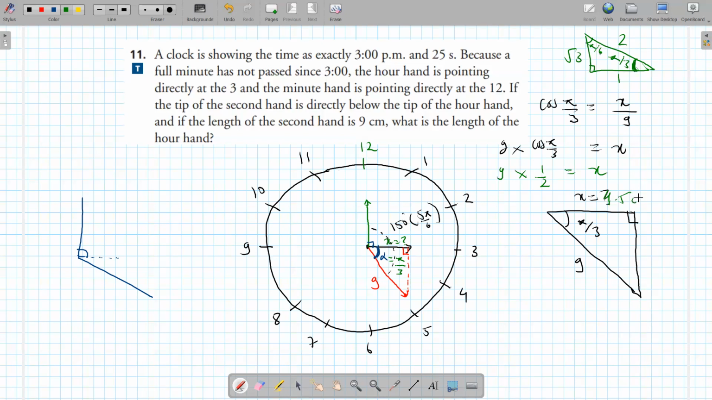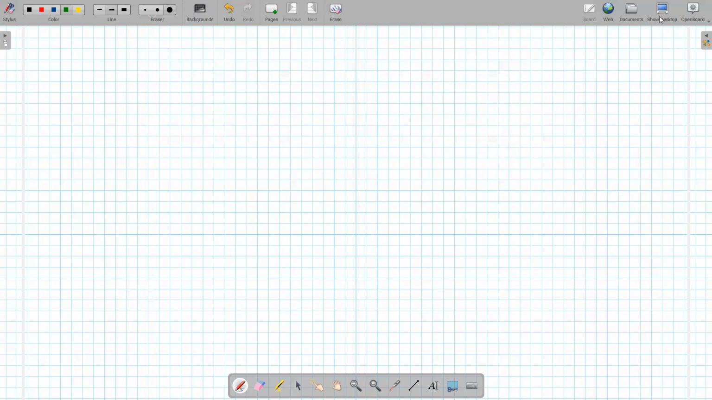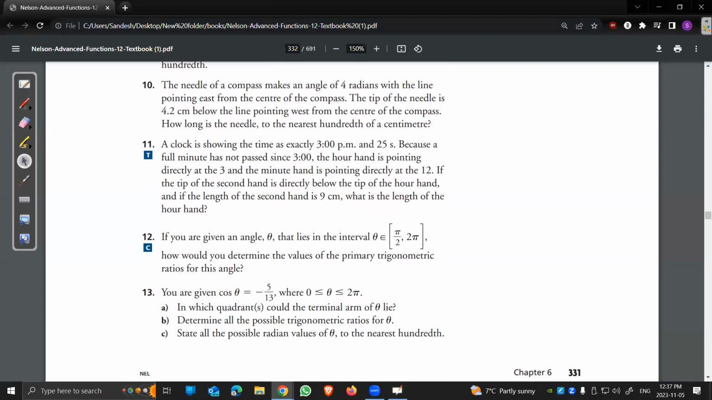So 4.5 centimeters. Does it make sense that the hour hand is shorter than the second hand? Yes, it does. The hour hand is the shortest, the minute hand is the second shortest, and the second hand is the longest hand in a clock.